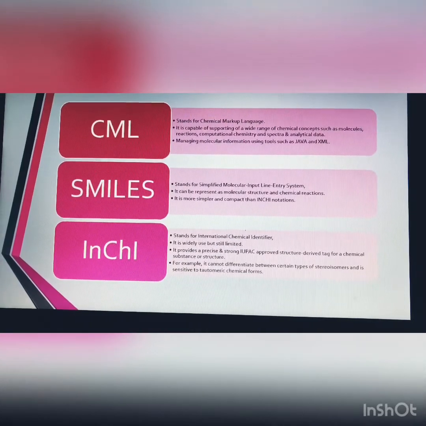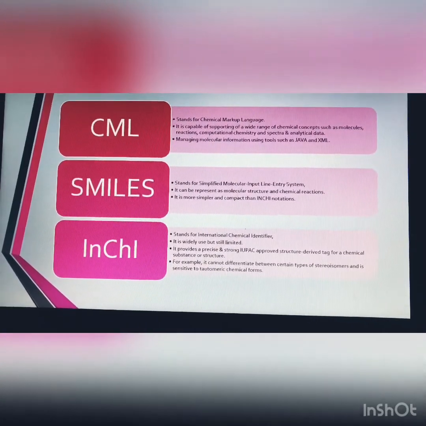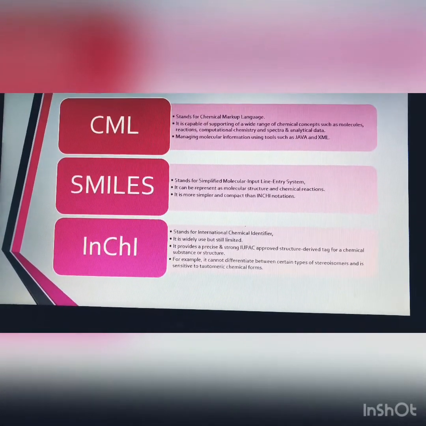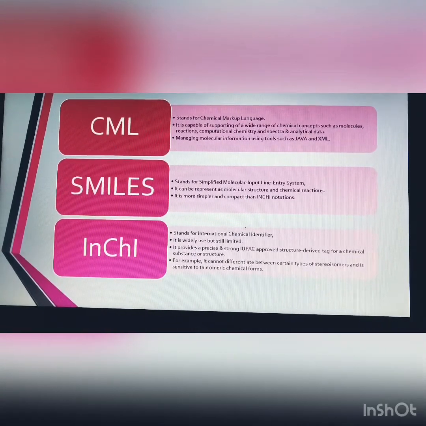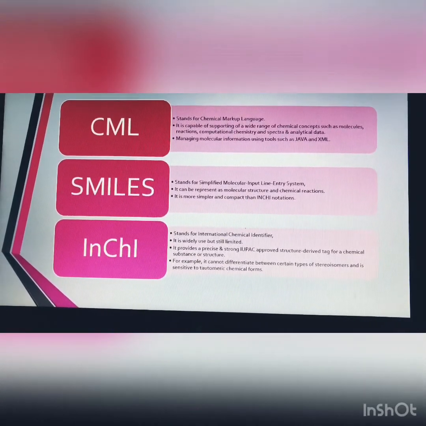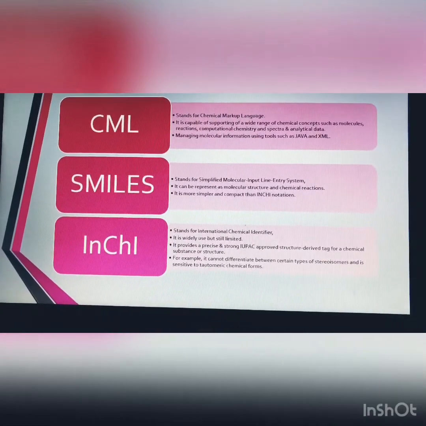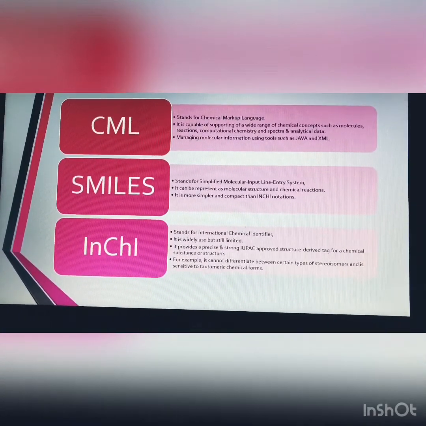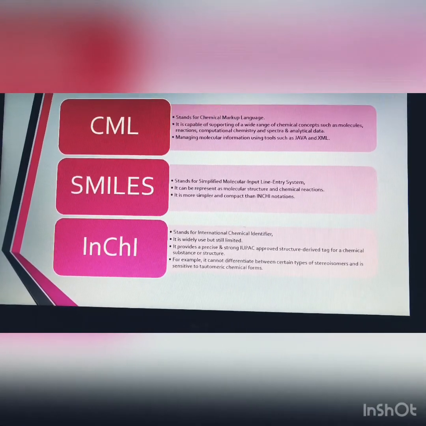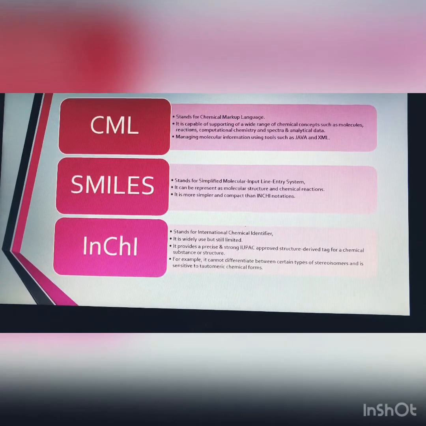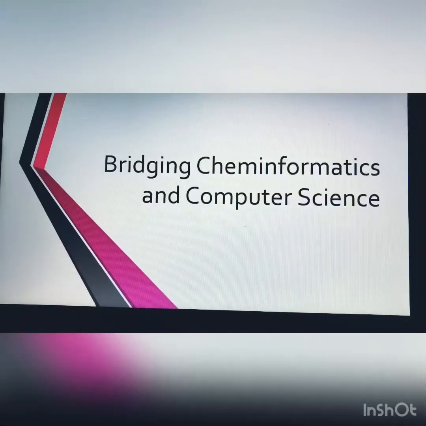The third one is InChI. InChI stands for International Chemical Identifier. It is widely used but still limited. It provides a precise and strong IUPAC-approved structure-derived tag for a chemical substance or structure. For example, it cannot differentiate between certain types of stereoisomers and is sensitive to tautomeric chemical forms.